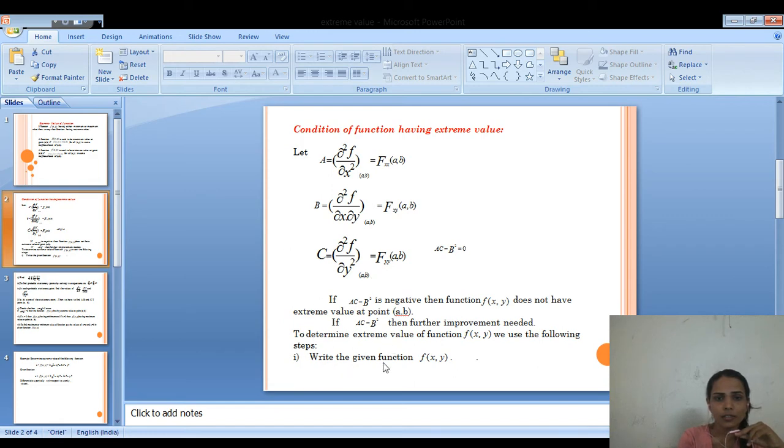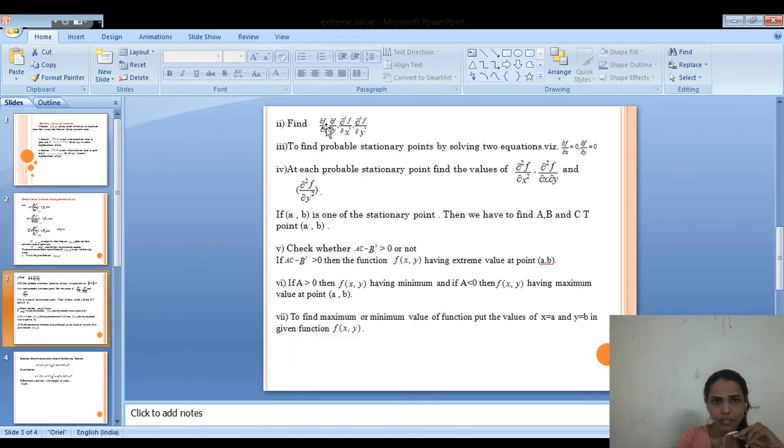First step is to write the given function f of xy, then find the first partial derivative of f with respect to x, the partial derivative of f with respect to y, and again take the partial derivatives, that is the double partial derivative of f with respect to x and the double partial derivative of f with respect to y.